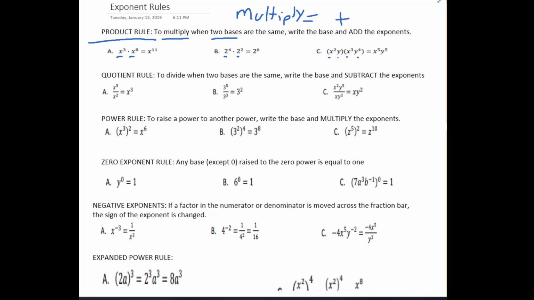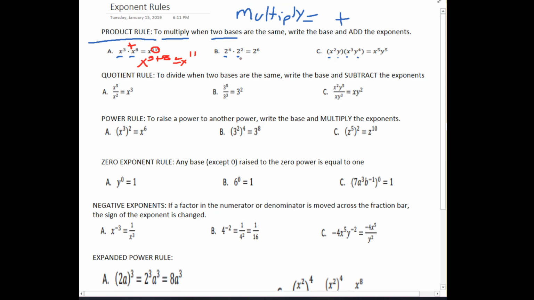So here we have x to the third and x to the 8th. So we're going to take the 3 and the 8 and add them, and we get 11. We keep the same base and add the two exponents. So we could write it as we've done in class, x to the third plus 8, and that equals x to the 11th, right?